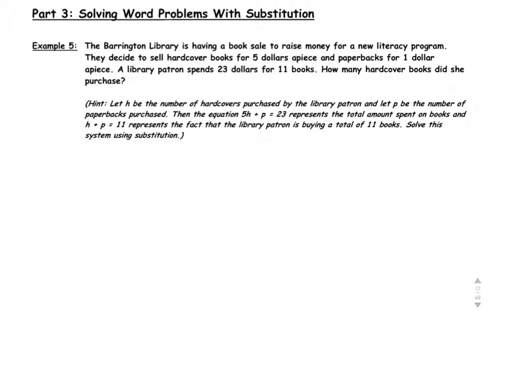The Barrington Library is having a book sale to raise money for a new literacy program. They decide to sell hardcover books for $5 a piece, and paperbacks for $1 a piece. A library patron, fancy word for somebody who's going to buy some stuff, spent $23 and bought a total of 11 books. How many hardcover books did she purchase?